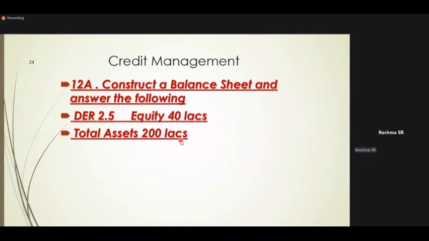60 lakhs. 60. Very good. So this is 40. That is 100, 140. So 140, 200 minus 140, 60. Okay, one by one, we'll see.